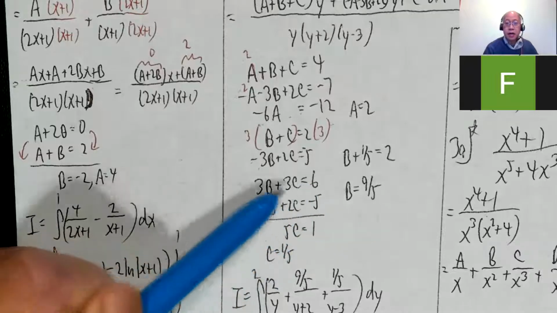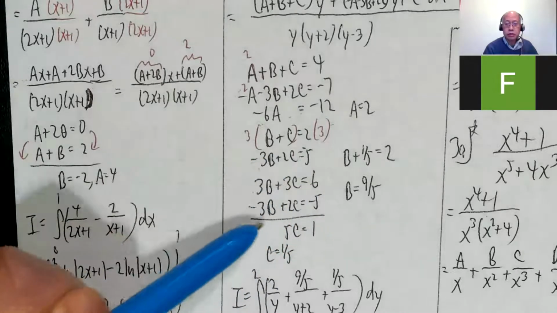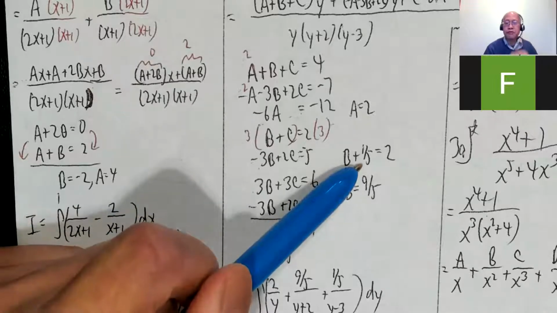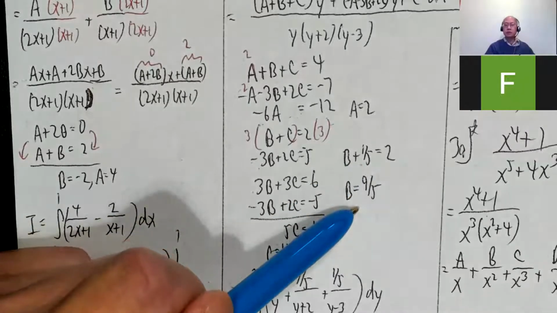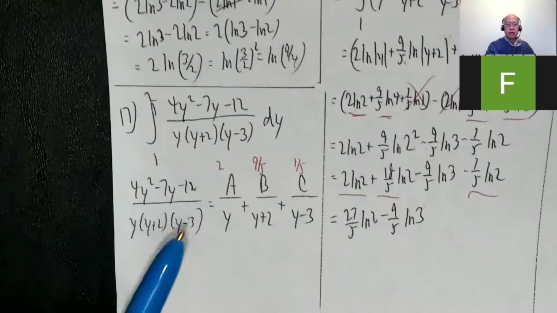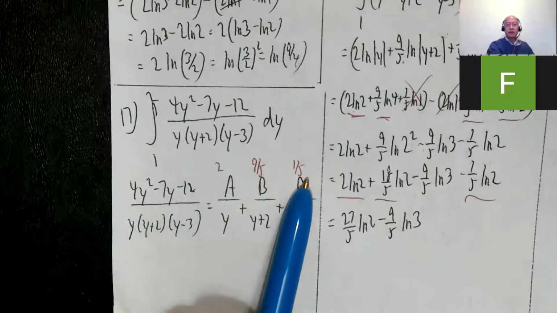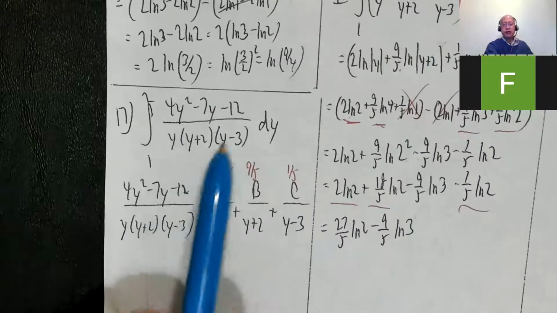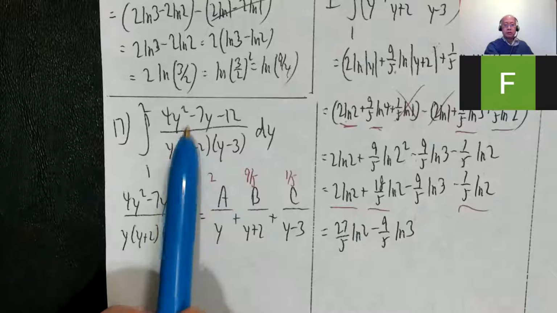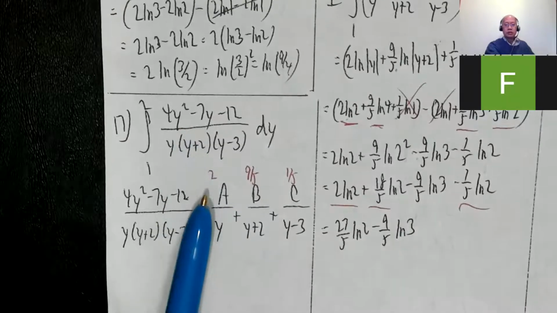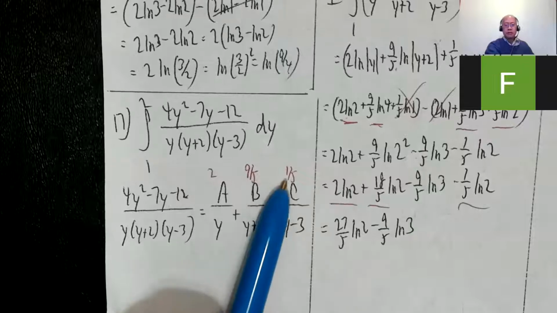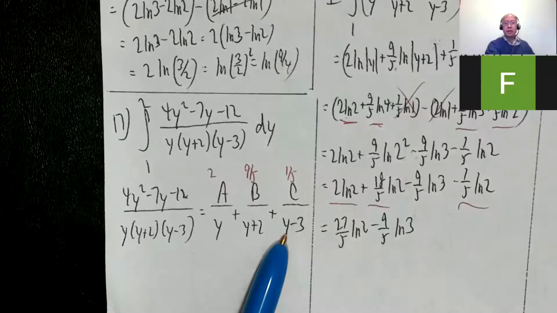And then what did I do? I know that b plus c is 2. So put c as 1/5 here. So b is 2 minus 1/5, which is 9/5. So I found my a, b, and c to be 2, 9/5, and 1/5. So my original integral, which has this rational expression, this big polynomial over another polynomial, I'll write it as 2 over y plus 9/5 over y plus 2 plus 1/5 over y minus 3, and they're all just going to be ln's.